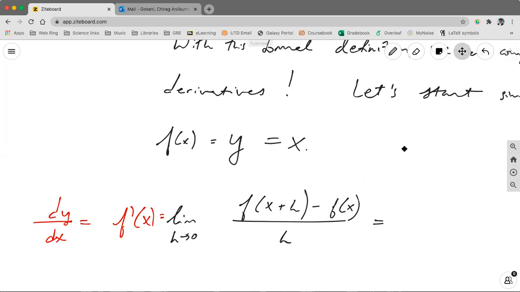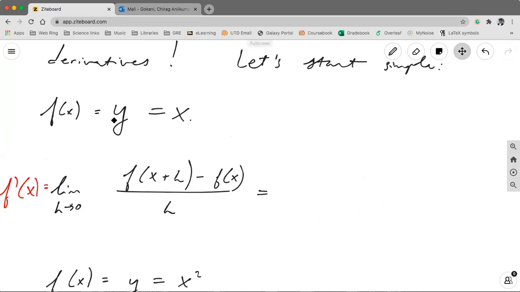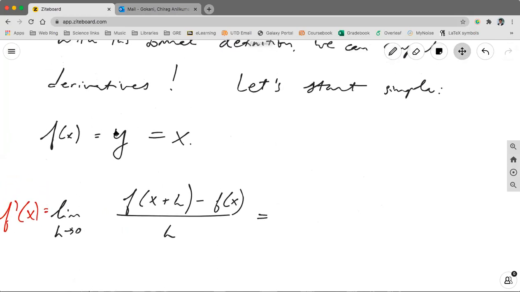And so what is this? Can someone tell me, plugging my function into this limit, what would f of x plus h be for this function? Literally, if I plug in x plus h for the argument, what is the function equal? X plus h. It's that simple. I'm just plugging in the argument for x. And so f of x plus h is x plus h, and f of x is obviously x, so minus x. And sorry, I forgot to write the limit.